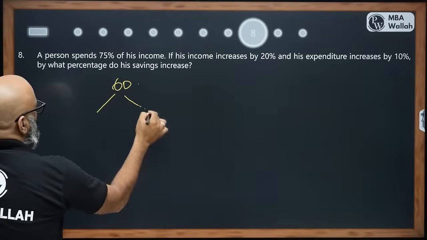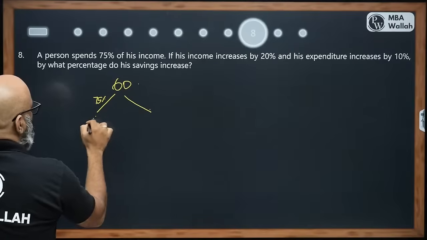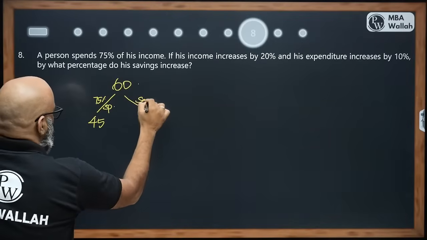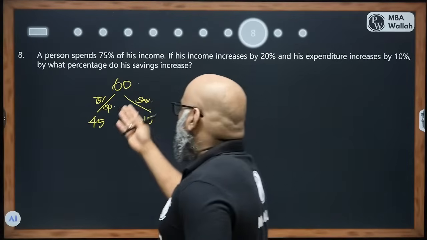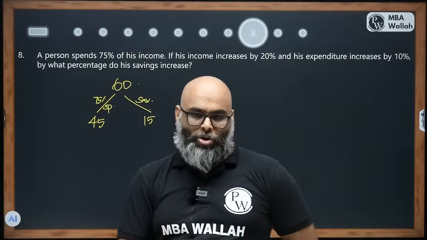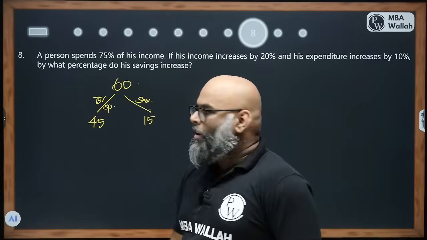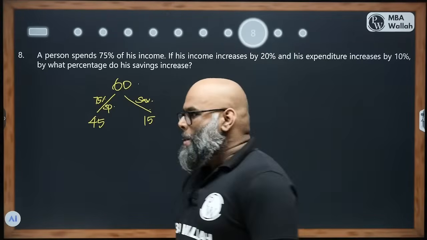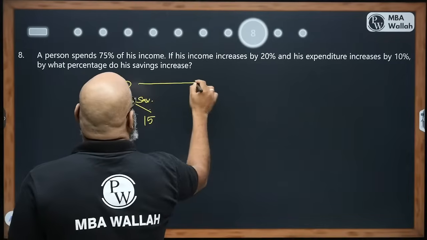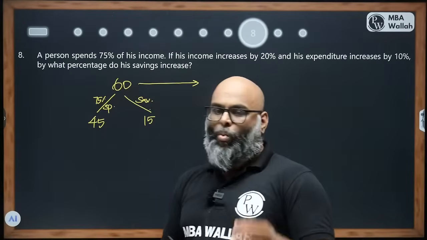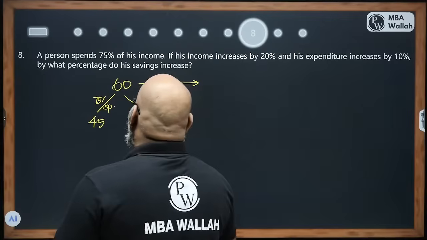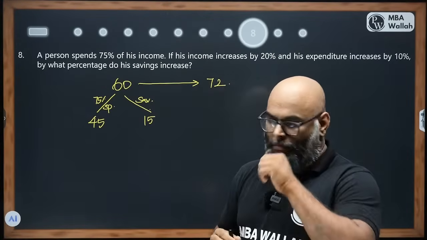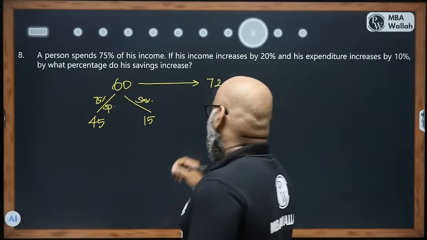So out of 60 rupees, 75% will be 45, which is spends, which means 15 rupees is savings, correct? 75% is 3/4 of the value, and 3/4 of 60 is 45. Don't worry about the math, it will come naturally. Now the salary has increased by 20%. 20% is 1/5, and 1/5 of 60 is 12. So the new salary is 72.